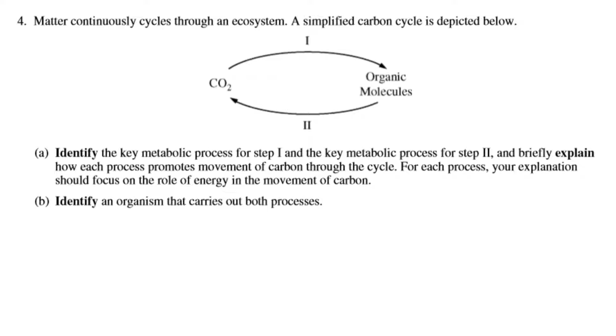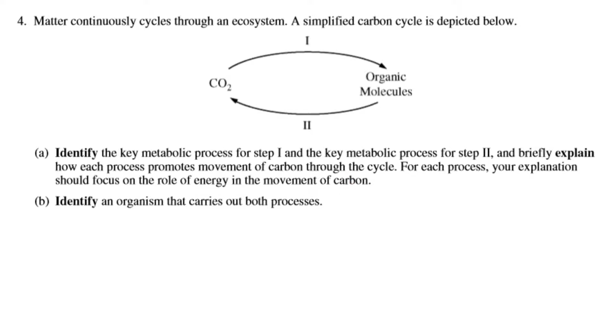So when we talk about metabolic processes, we're talking about chemical reactions, and a lot of times metabolism can be broken down into either anabolic, which is building up, or catabolic, which is breaking down. And what they're referring to here is that you talk about cellular respiration and photosynthesis and the particular stages of those that are involved. It also says briefly explain how each process promotes the movement of carbon through the cycle, and then focus on the role of energy in the movement of carbon.